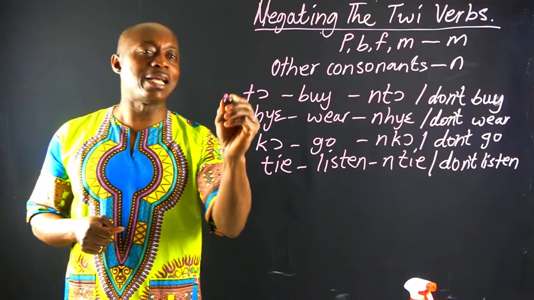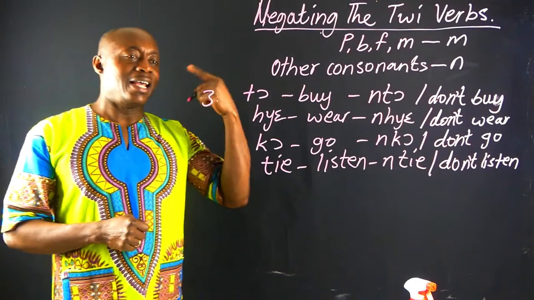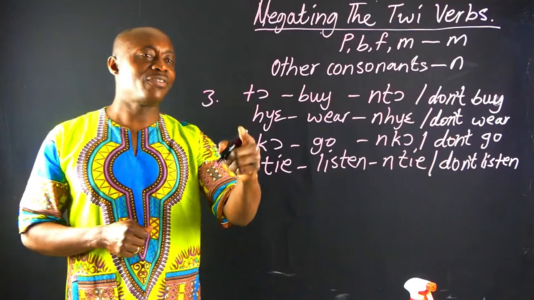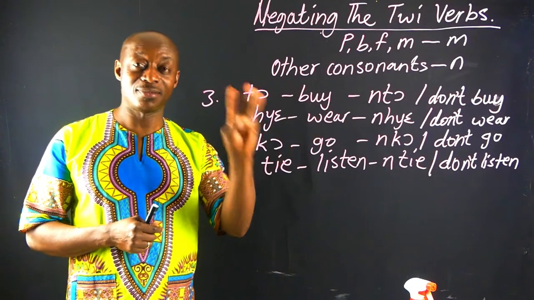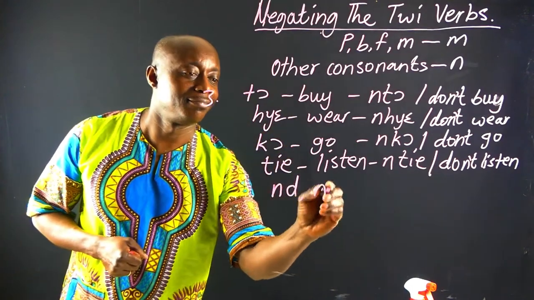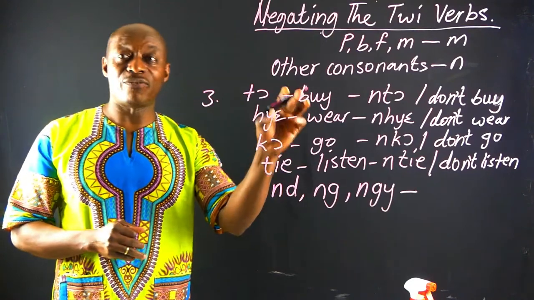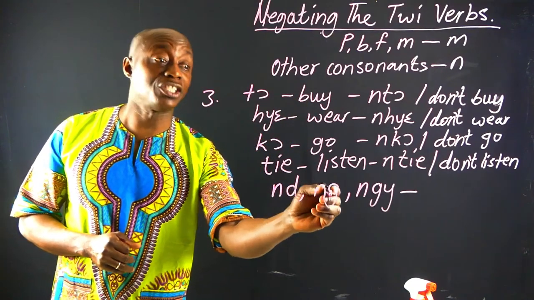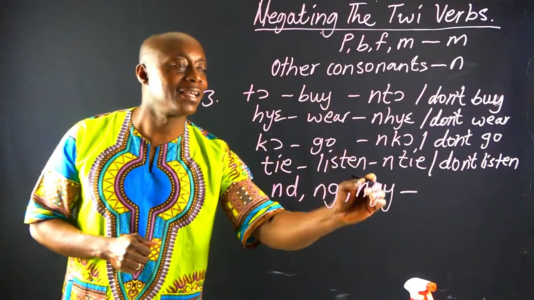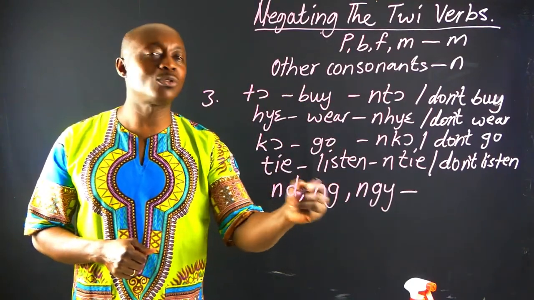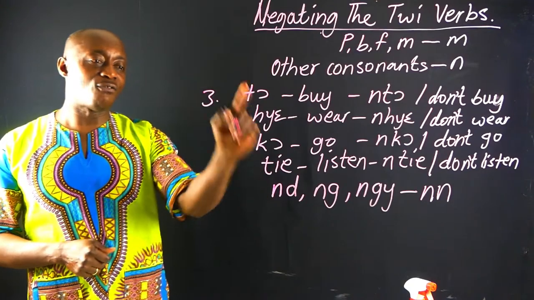However, so this will be the third rule. However, in the process of prefacing the verb with N, you get any of these three combinations. Let's see them. If by placing the N before the verb, you get ND, NG, or NGY, then you will have to double the N, and then the prefix will be pronounced long. So this brings the fourth rule.